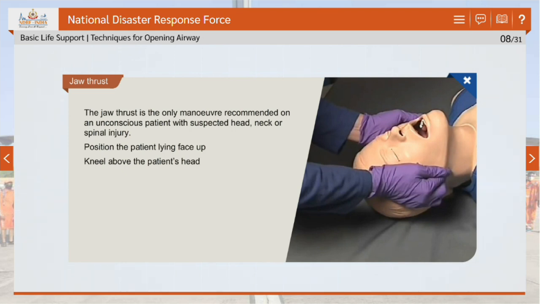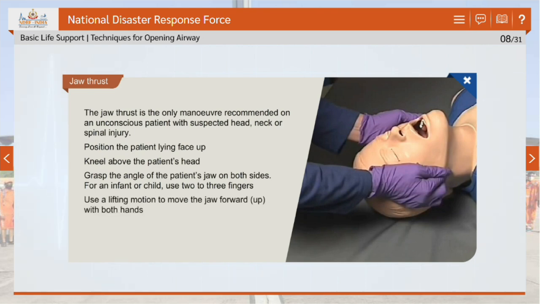Place both hands on either side of the patient's head. Grasp the angle of the patient's jaw on both sides. For an infant or child, use 2 to 3 fingers. Use a lifting motion to move the jaw forward, up, with both hands. Keep the patient's mouth slightly open by using your thumbs, if needed.